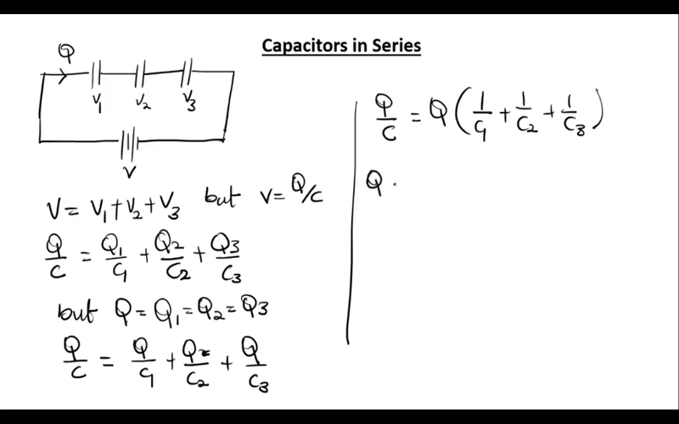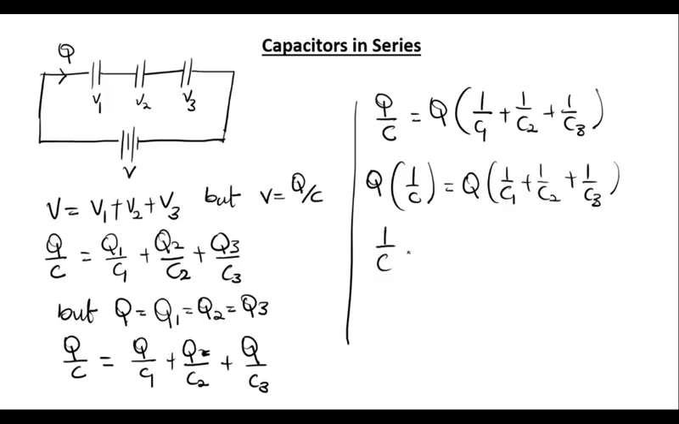So I have Q into bracket 1 over C is equal to Q times 1 over C1 plus 1 over C2 plus 1 over C3. If we cancel out the Q because they are equal, we have 1 over C is equal to 1 over C1 plus 1 over C2 plus 1 over C3. So this means for capacitors in series, if you want to get the overall capacitance of the capacitors in the network, we just have to add the inverse of the capacitors in the circuit.